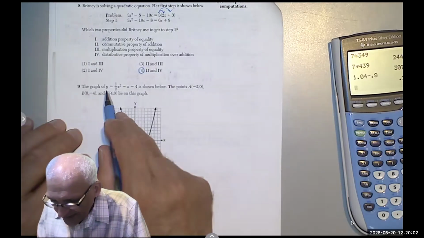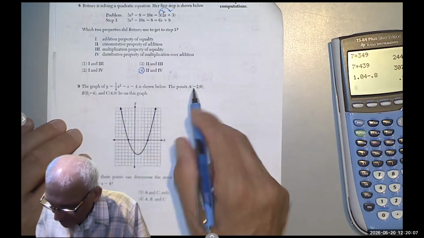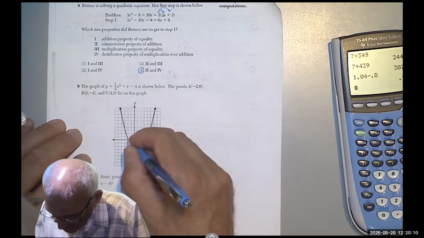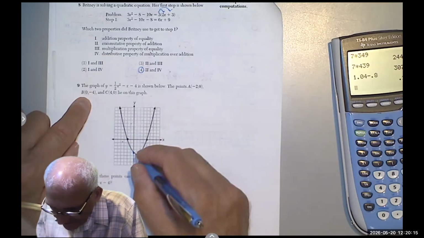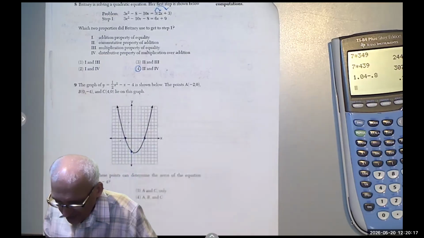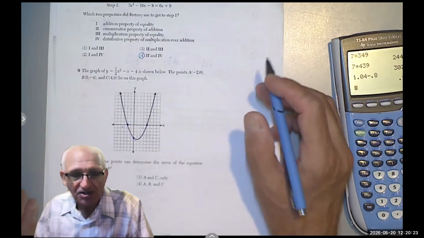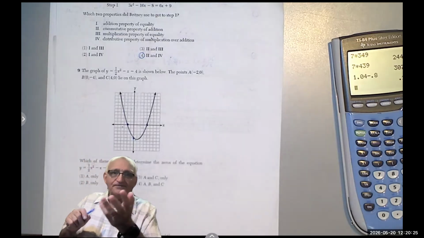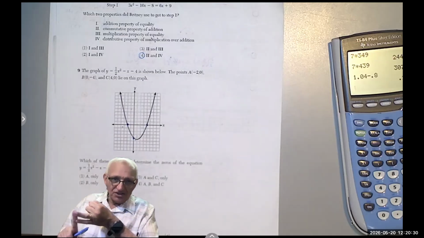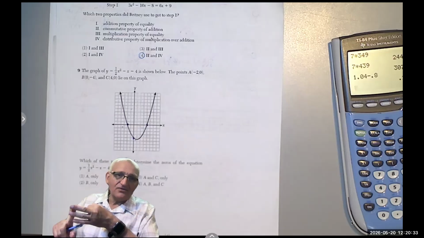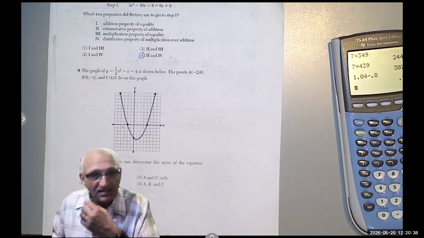The graph of y equals 1/2 x squared minus x minus 4 is shown below. The points -2 and 0, 0 and -4, so this is A, this is B, and C is 4 and 0 are shown. Which of these points can determine the zeros of the equation? Zeros, as I told you before, the word zero of an equation, or the solution of the equation, or the x-intercepts of the equation all mean the same thing, or the roots of the equations. These four things mean the same thing.